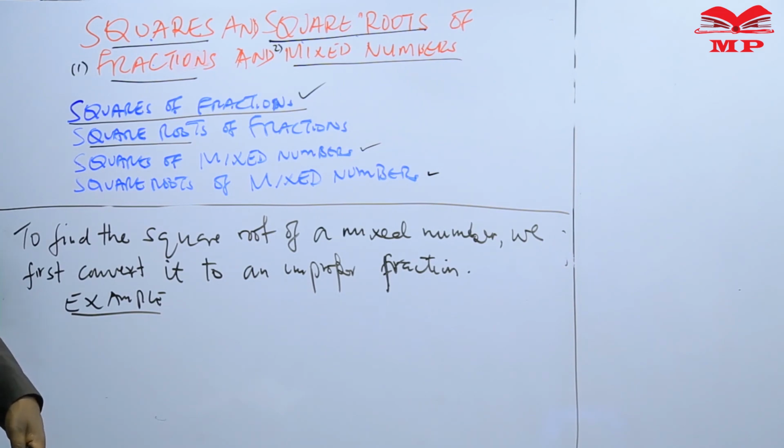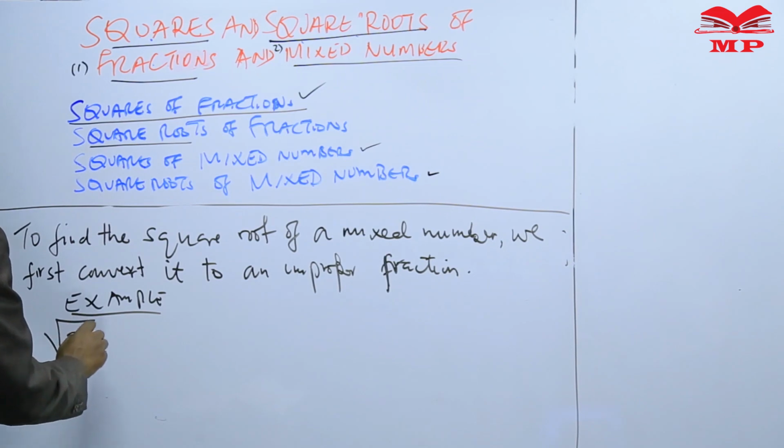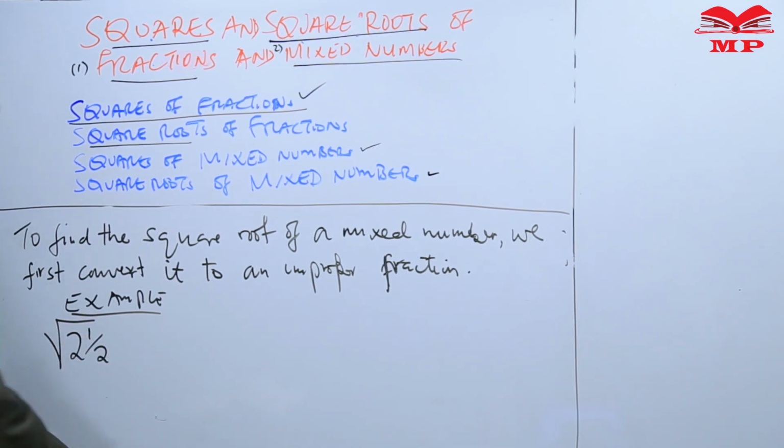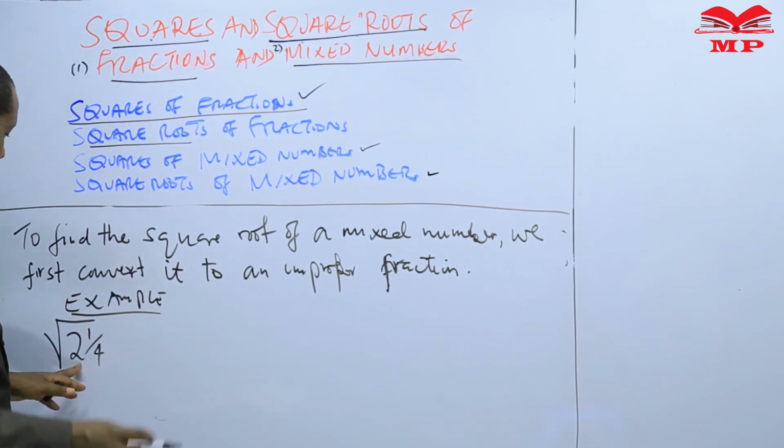That is an example from exercise 21 still, question 4a. What is the value of the following? The square root of 2 and a quarter. If you have a mixed number like this one, first convert it to an improper fraction.